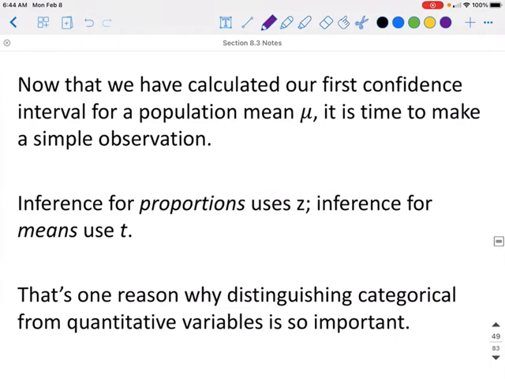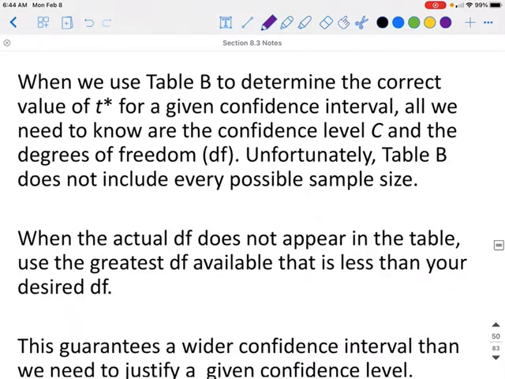Now that we have calculated our first confidence interval for a population mean mu, it is time to make a simple observation. Inference for proportions uses Z. Inference for means will use T. That's one reason why distinguishing categorical from quantitative variables is so important.